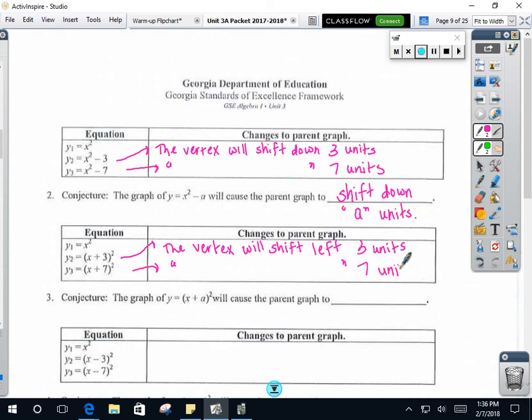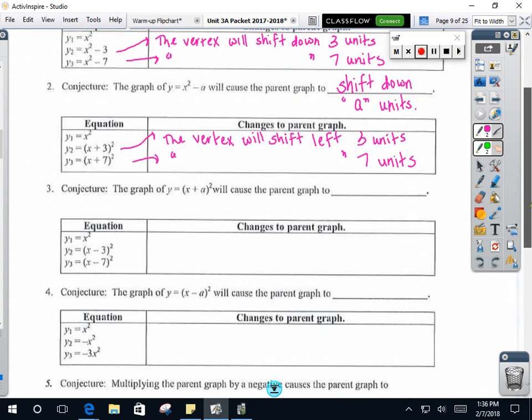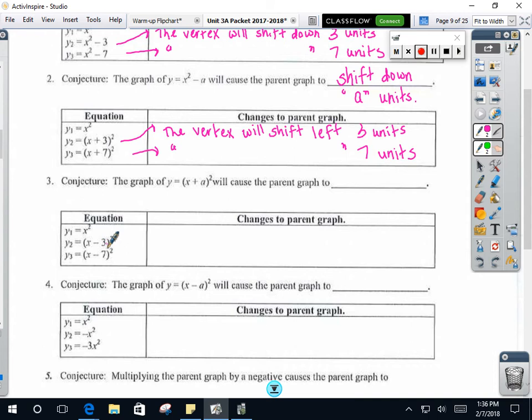Okay, so just quickly look up at the board for a second. If the number is not in parentheses, it's a vertical shift, either up and down. If it's plus, it's up. If it's minus, it's down. If the number is inside parentheses and the squared's on the outside, that's a horizontal shift. Plus 3 is left 3, so minus 3 will be right 3.